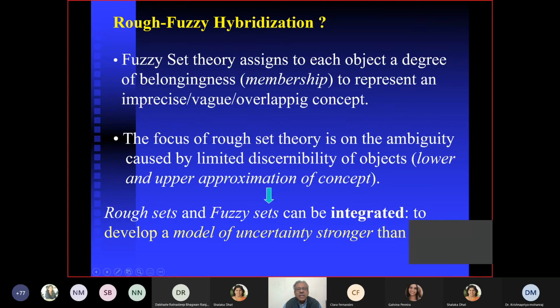So what is rough fuzzy? Fuzzy set theory, as you are now experts, assigns each object a degree of belonging to represent an imprecise, vague, or overlapping concept. On the other hand, the focus of rough set theory is on the ambiguity caused by limited discernibility of objects, with lower and upper approximations. Therefore, we can judiciously integrate them to develop a model of uncertainty stronger than either one.